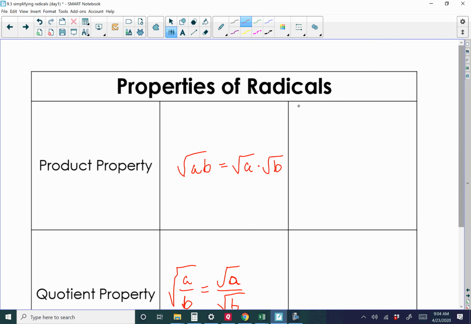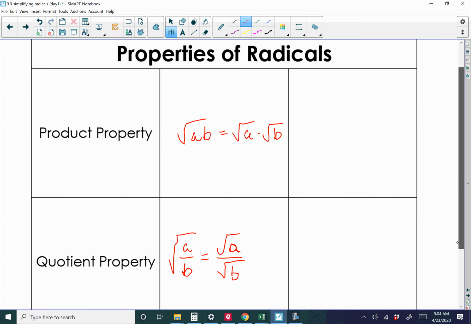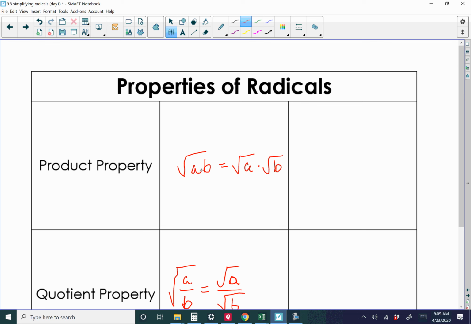Properties of radicals, okay? There are two that we're going to deal with today. The product property says this: if I have the square root of a number times a number, or in this case we're representing them as variables, square root of the product of two numbers, it's equal to the square root of one of the numbers times the square root of the second number. So for instance, let's say I have square root of 4 times 5. That gives me the square root of 4 times the square root of 5. Right? I can break it up into two different radicals.